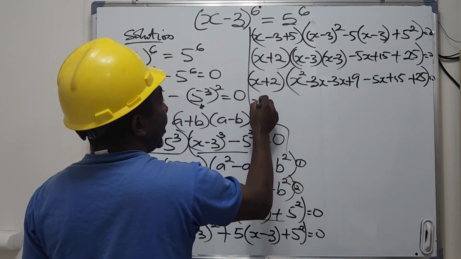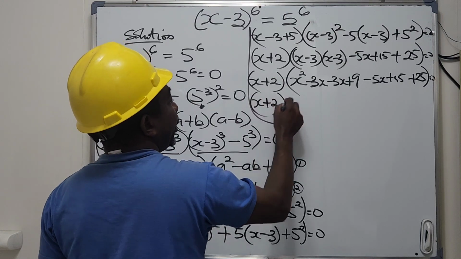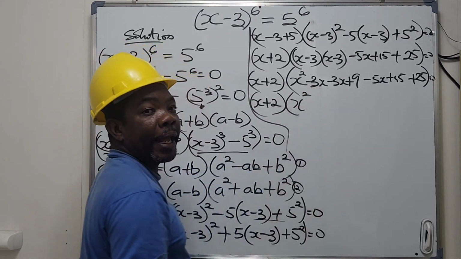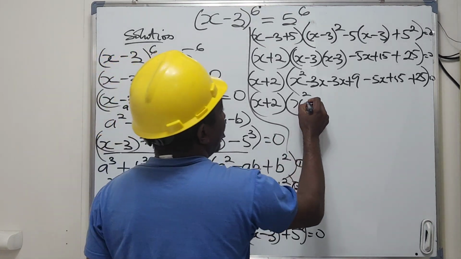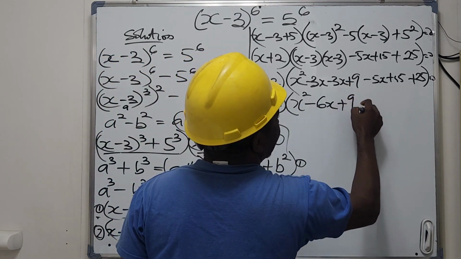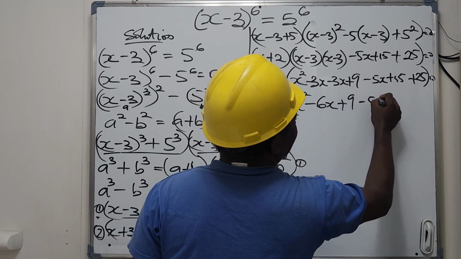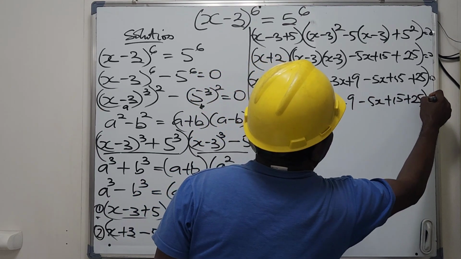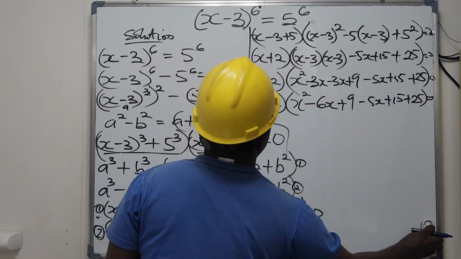So this will become x plus 2 into x to the power of 2. We have here minus 3x, minus 3x will become minus 6x. You have here plus 9. You bring down minus 5x plus 15 plus 25, all equals to 0. So that is what we have.